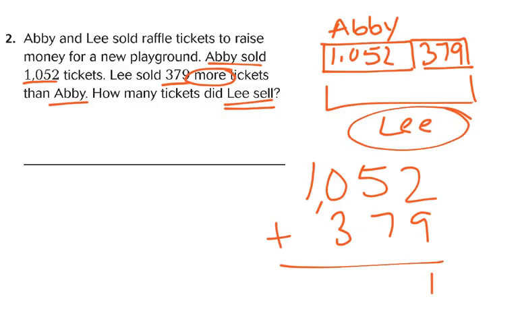2 plus 9 is 11. I carry my 1. 6 plus 7 is 13. I carry my 1. 1 plus 3 is 4, and then my 1 comes all the way down. So how many tickets did Lee sell? Lee sold 1,431 tickets.